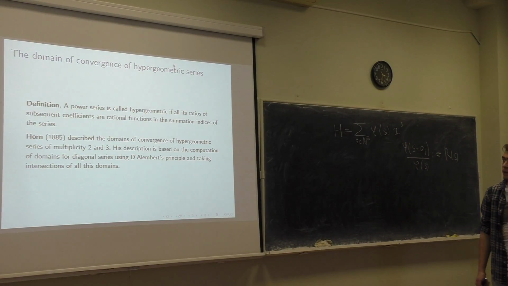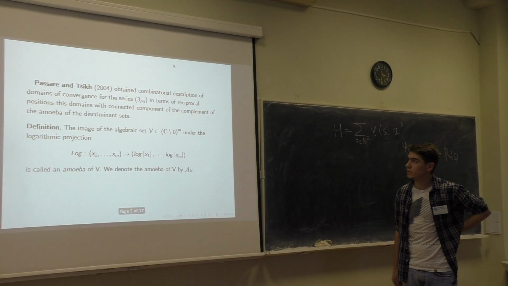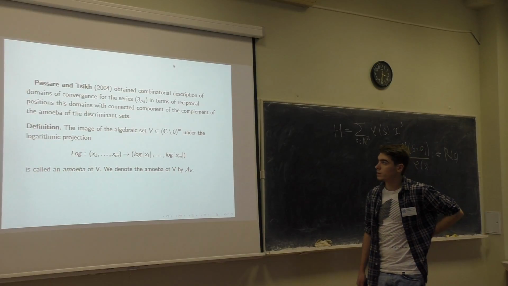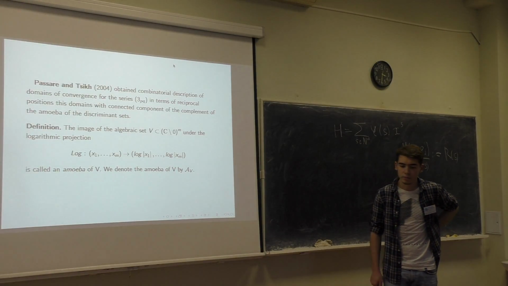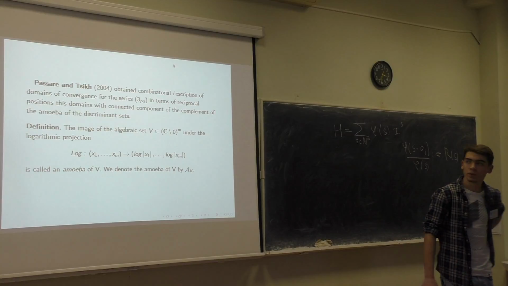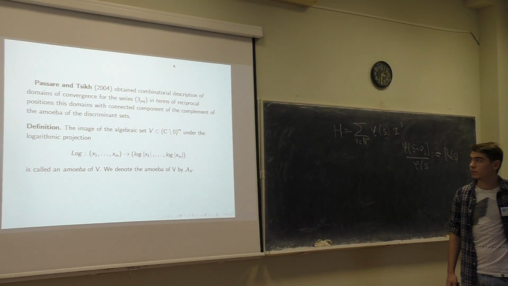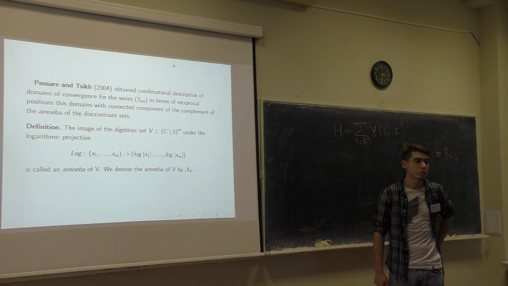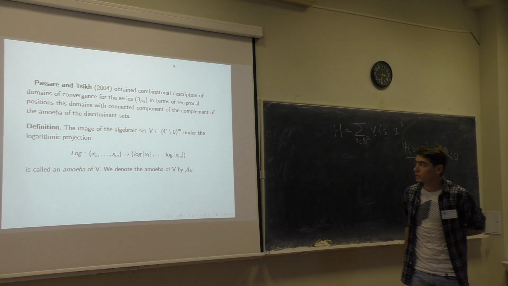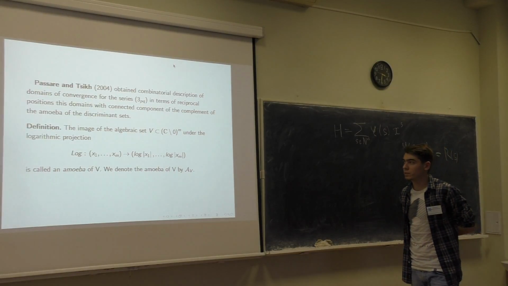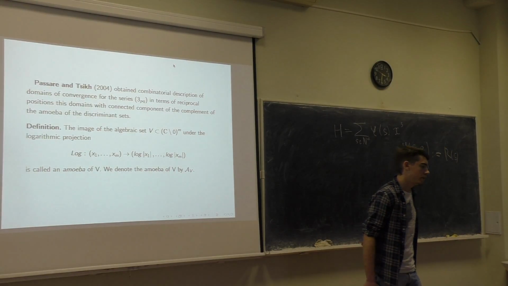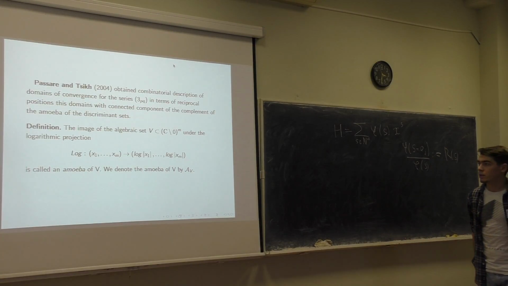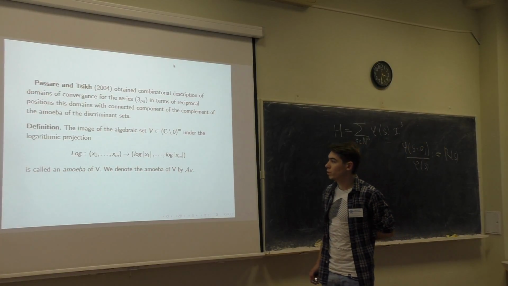The next result was obtained by Cherepanskiy in 2004. They obtained a combinatorial description of the domains of convergence for the series in terms of reciprocal positions of these domains with the connected components of the complement of the amoeba of the discriminant set. By amoeba we mean the image of an algebraic set under the logarithmic projection. The picture of the amoeba I will show later.